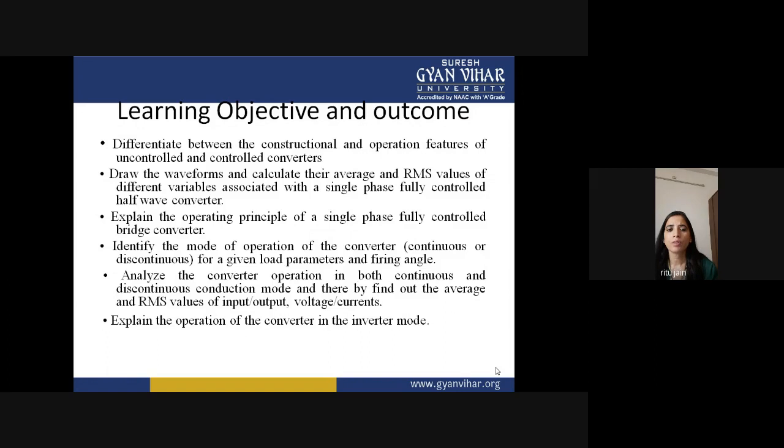They will be able to explain the operating principle of a single phase fully controlled bridge converter, and identify the mode of operation of the converter, continuous or discontinuous, for a given load parameter and firing angle. And they will be able to analyze the converter operation in both continuous and discontinuous conduction mode, and thereby find the average and RMS values of input and output voltages and currents.